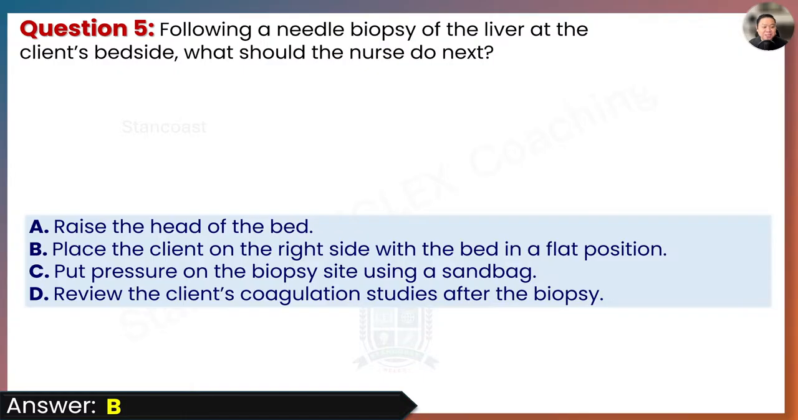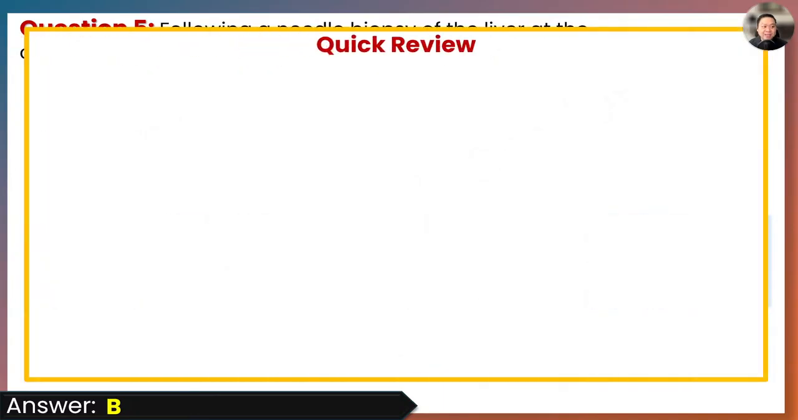All right. What about letter D? Review the client's coagulation studies after the biopsy. The word that makes this statement incorrect is after. Supposedly the coagulation study should be reviewed before the biopsy to assess the patient's bleeding risks. After the procedure, the nurse's priority is to position the client to prevent the bleeding, not reviewing the lab results. And our immediate task here is to make sure that there is constant pressure to the puncture site for about 1 to 2 hours.